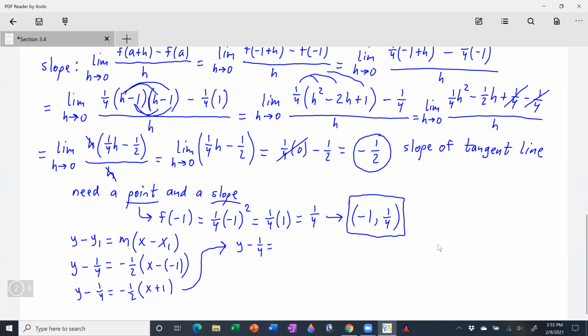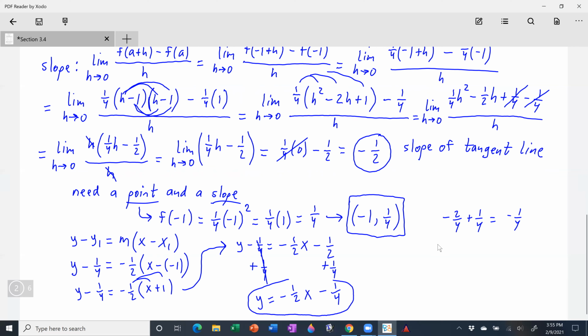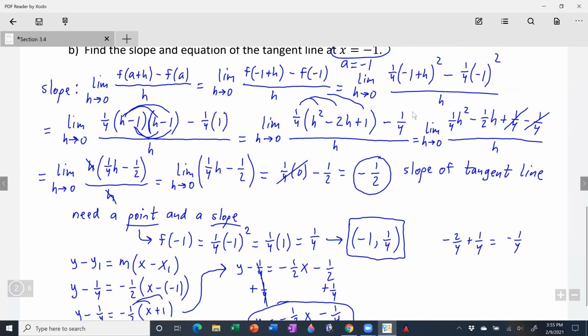Y minus 1/4 equals negative 1/2. So we're distributing this negative 1/2 in, and then negative 1/2 x, and then minus 1/2. Okay, and then finally, let's add this 1/4 to both sides. And we get y equals negative 1/2 x. Okay, so negative 1/2 plus 1/4, maybe do some scratch work. Negative 1/2 is negative 2/4 plus 1/4. So that's going to be negative 1/4 minus 1/4. And there we go. That is the equation of the tangent line to this graph at x equals negative 1.